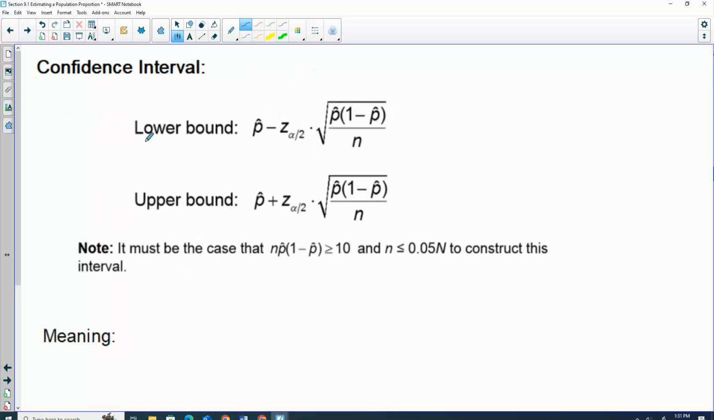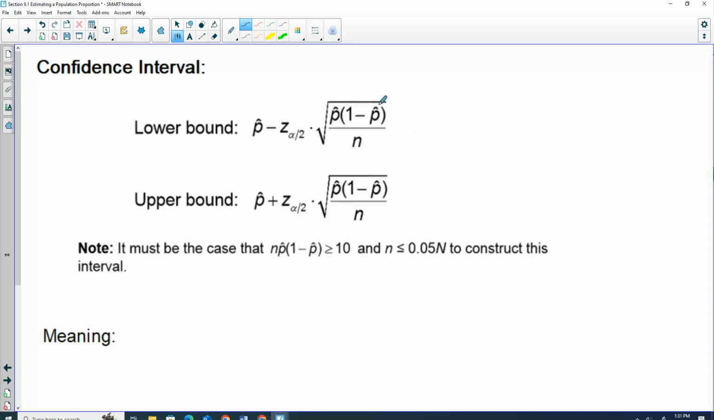The formulas. So these are directly off your formula sheet. I do want you to look at your formula sheet though and see how it's written. It's the first bullet, and it writes it as a single formula. It has plus and minus, whereas I separate them out to show you the lower value and the higher value, okay?